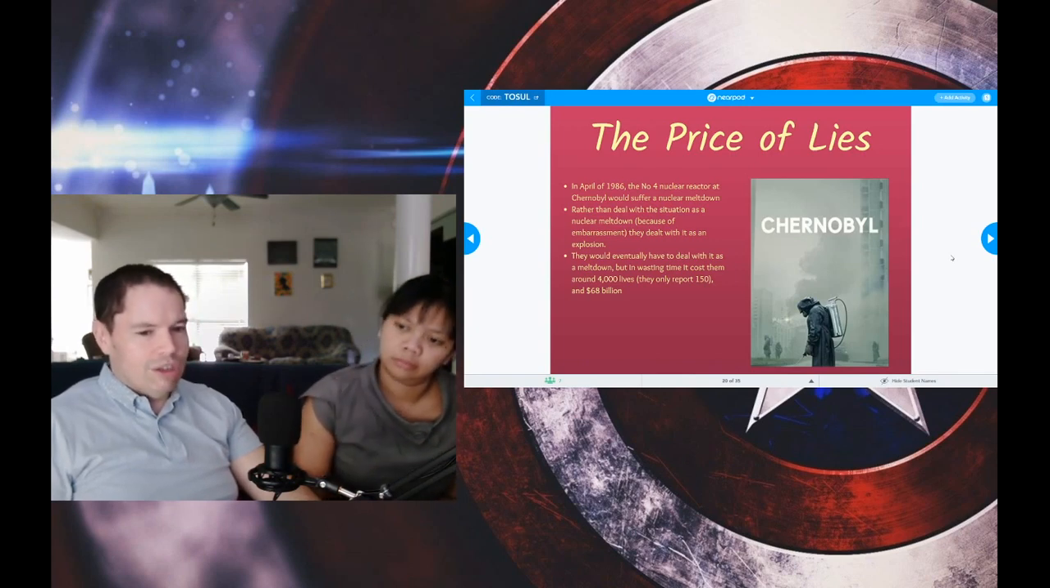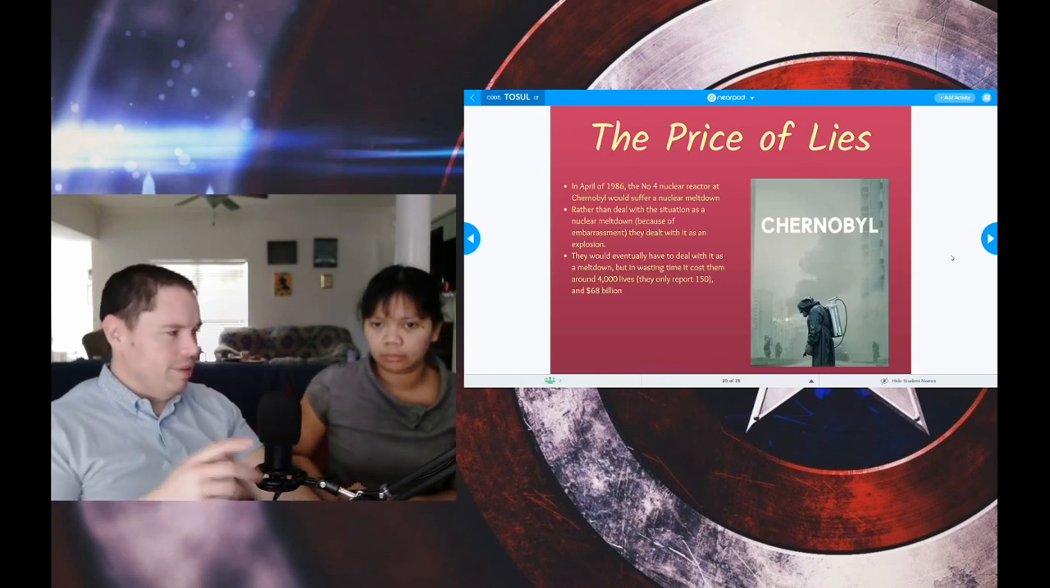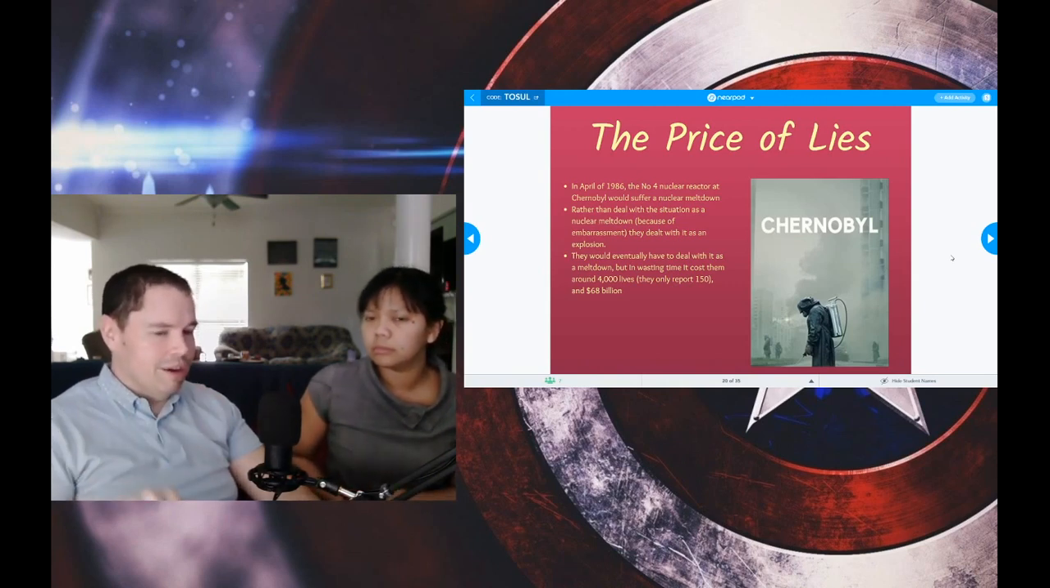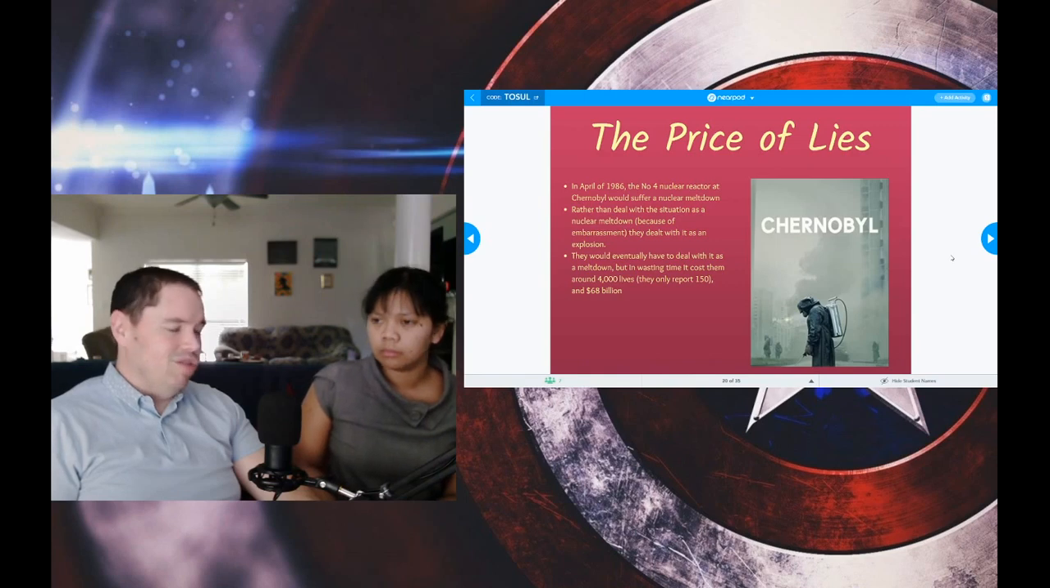Now, they'd eventually be forced to deal with it, mostly due to the brave work of, and I'd have to look up the guy's name too, he's the main character in the Chernobyl show, who kind of fought his own government to try to say, look, no, this is a nuclear meltdown, we've got to deal with it. And if you watch the miniseries, it's fantastic.